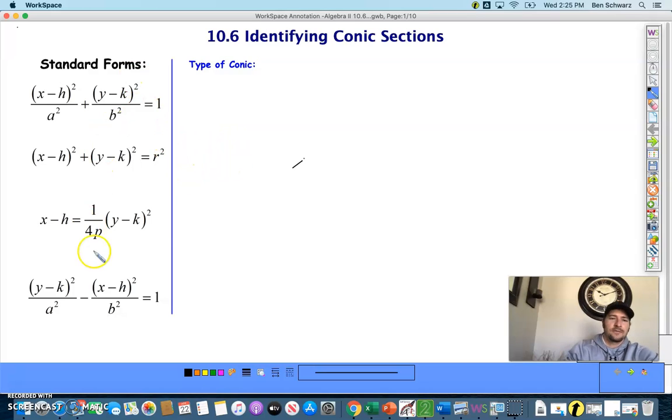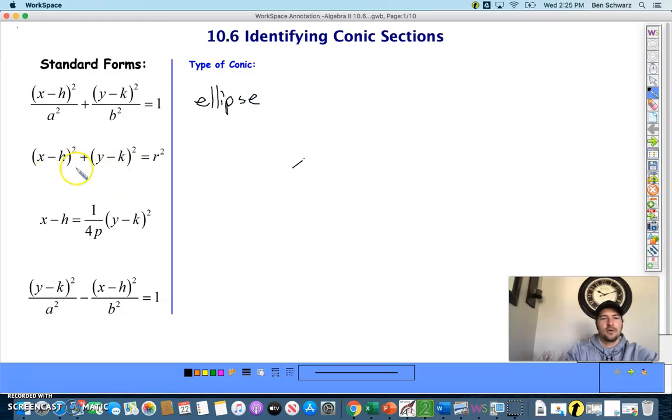So we have our standard forms here, just to recap the different kinds. This one, you'll notice there's a plus, and then you get the a squared and the b squared equals 1. So first of all, it can't be a parabola because x and y are squared. It's not a circle because you've got a and b. It's not a hyperbola because it's a plus. So this would be an ellipse.